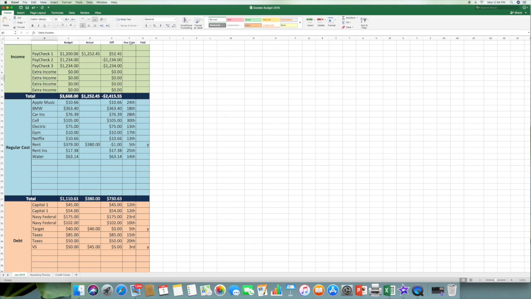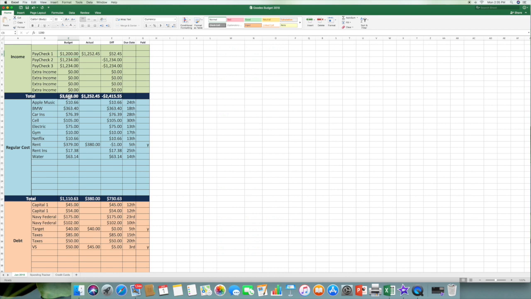And then here I have extra income in case some form of extra income comes in, like a gift, a monetary gift, or if I sell something, for example. Okay, and then here is the total of those categories listed here. And of course, the pen and paper method, you have to manually do the calculations. Here, Excel does it for you.